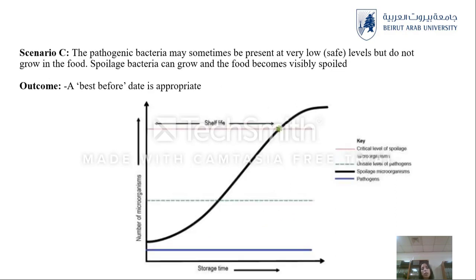Scenario C: the pathogenic bacteria may sometimes be present at very low safe level, but do not grow in the food. Spoilage bacteria can grow, and the food becomes visibly spoiled. Here we use a BBD.